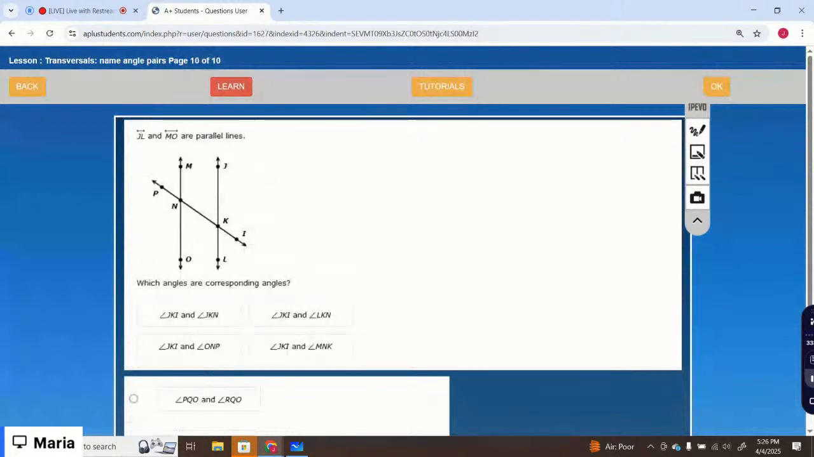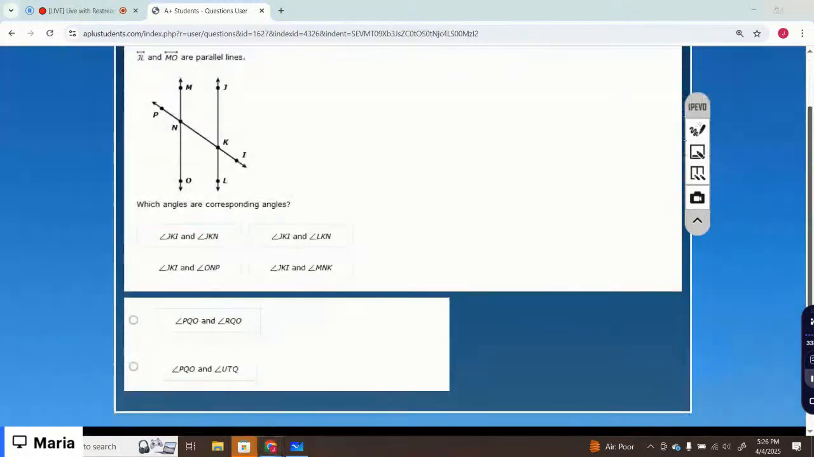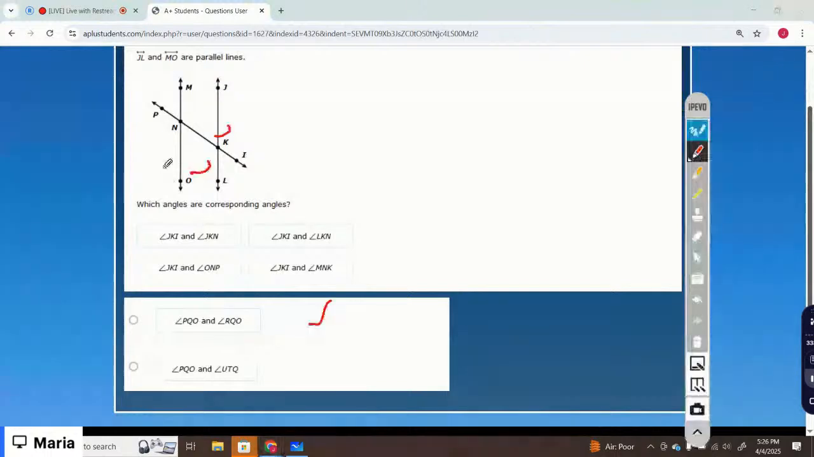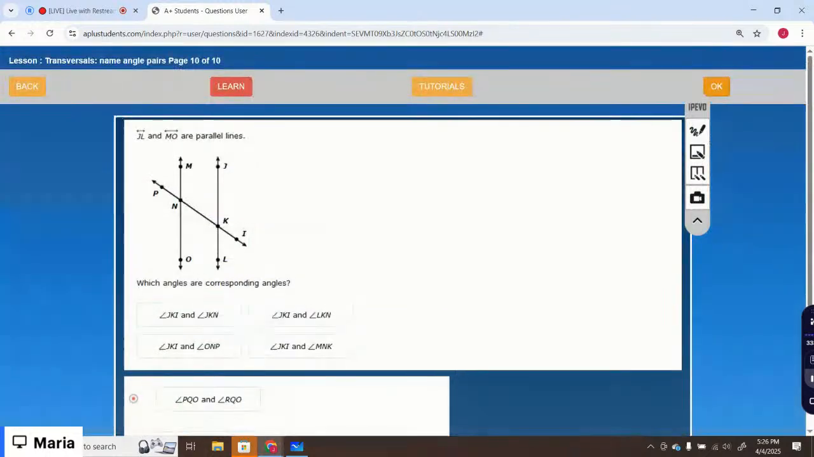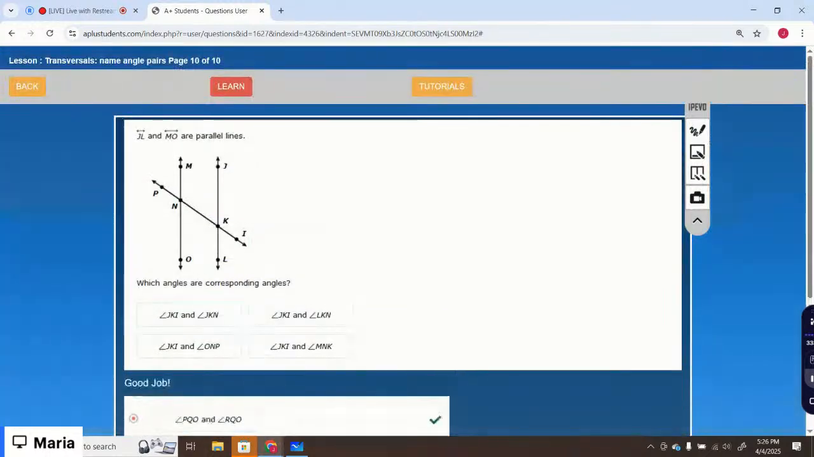J, L, and M, O are parallel lines. Which angles are corresponding? PQO. But here is Q. The options are not the correct ones actually. We don't have Q over here. Okay, let's just select any. Okay, let's just move on to the next lesson.